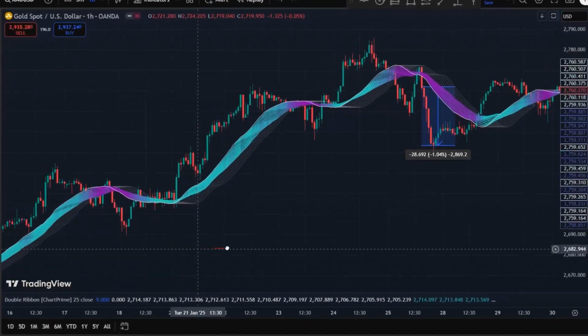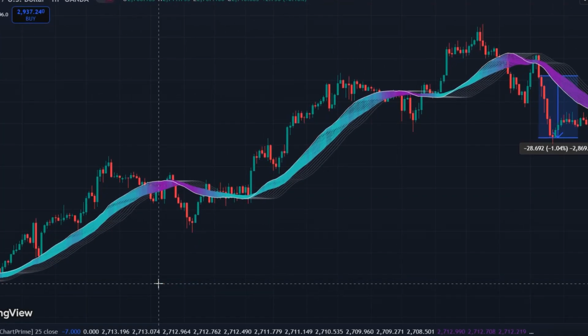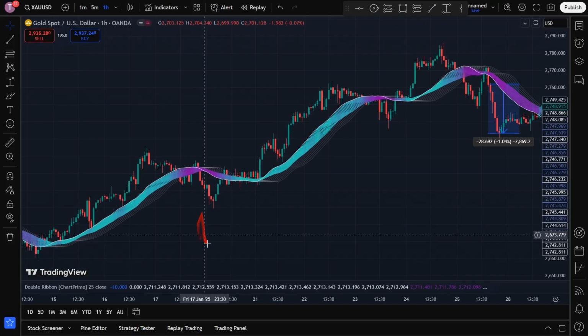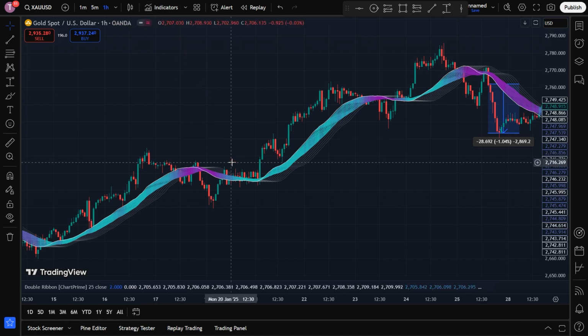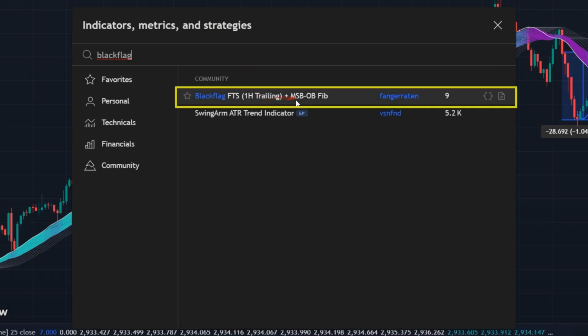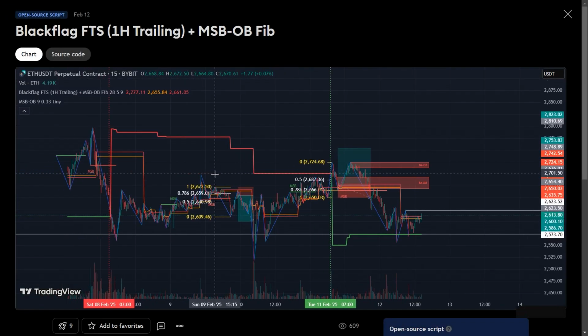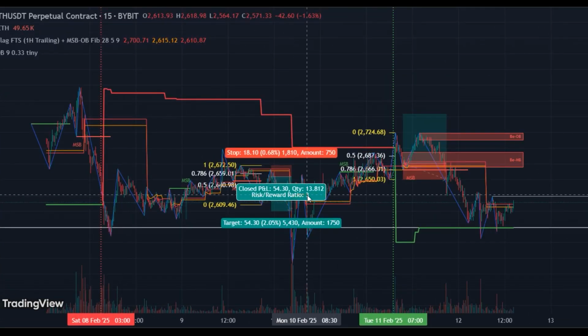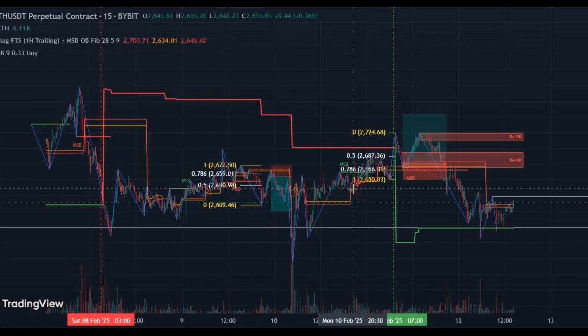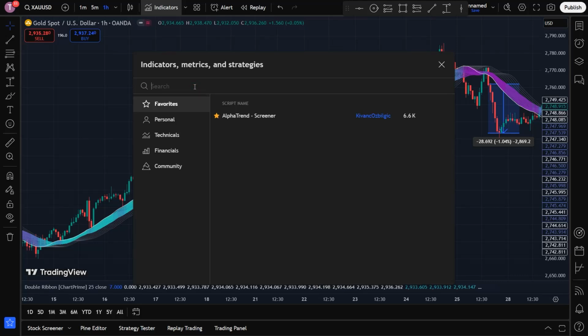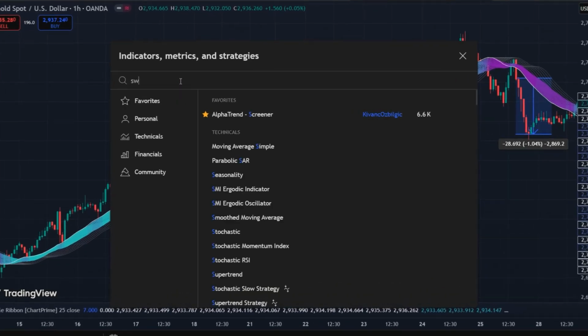But just knowing the market direction isn't enough. We also need to know the exact entry time. So for this, we need to use another indicator. This indicator is my secret indicator, Black Flag FDS. This is where the magic happens. Now that you know what the market trend is, you need to know when to enter a trade. The Black Flag FDS indicator or Swing Arm ATR does exactly this. Search for Black Flag FDS or Swing Arm ATR and add it to your chart.